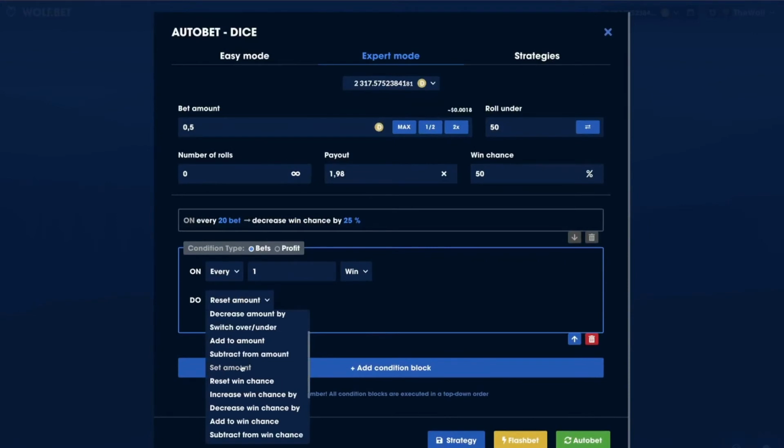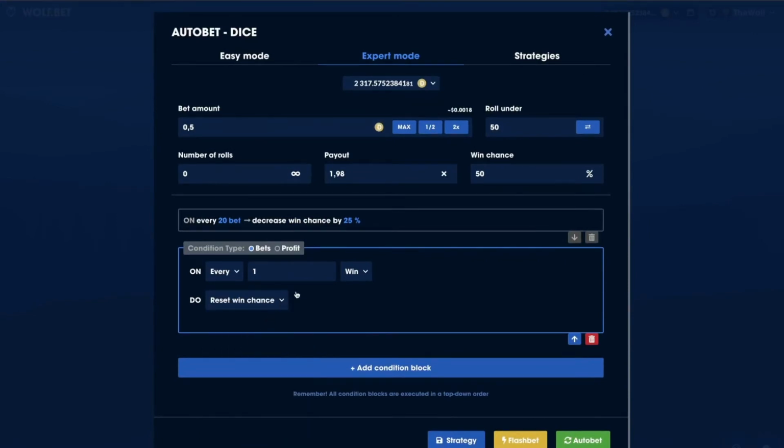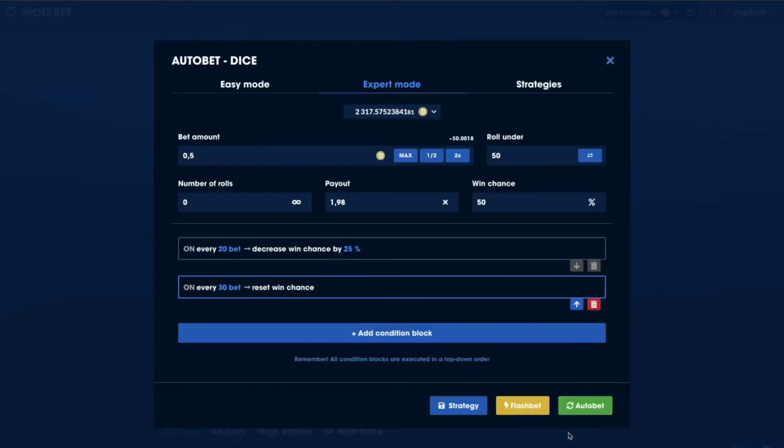You can also reset the win chance to whatever was your original bet. In this case, I have a condition that decreases my win chance every 20 bets, and I will add a condition that resets my win chance back to the original number every 30 bets.